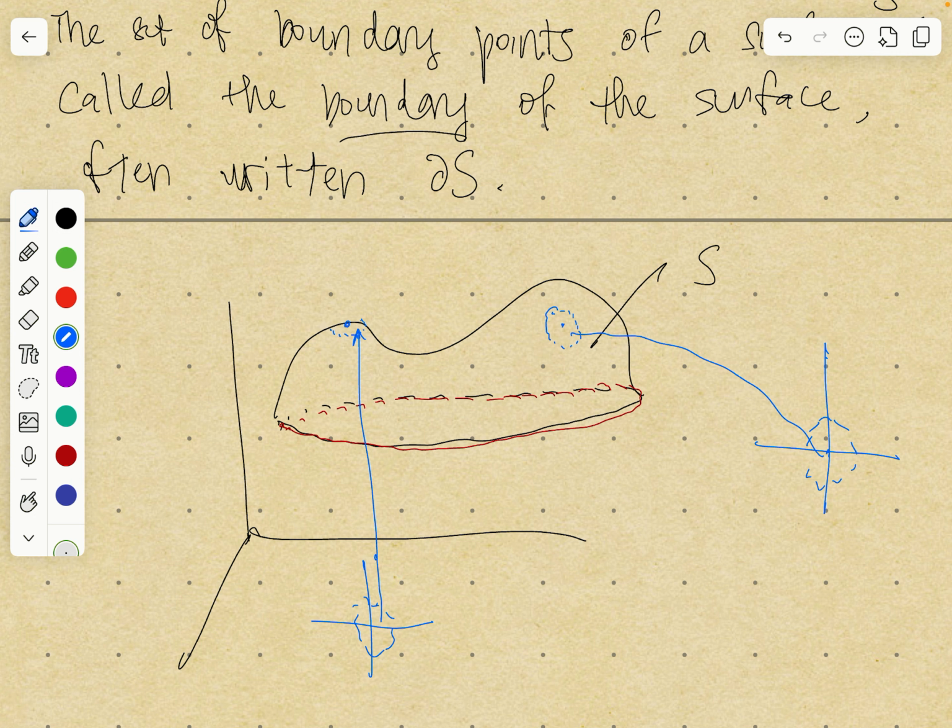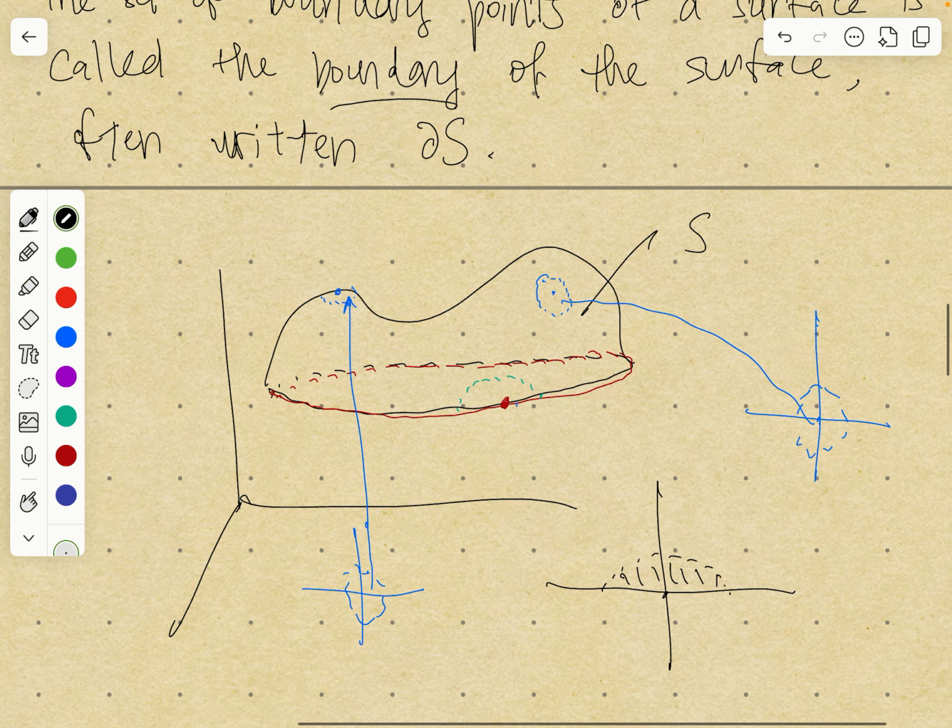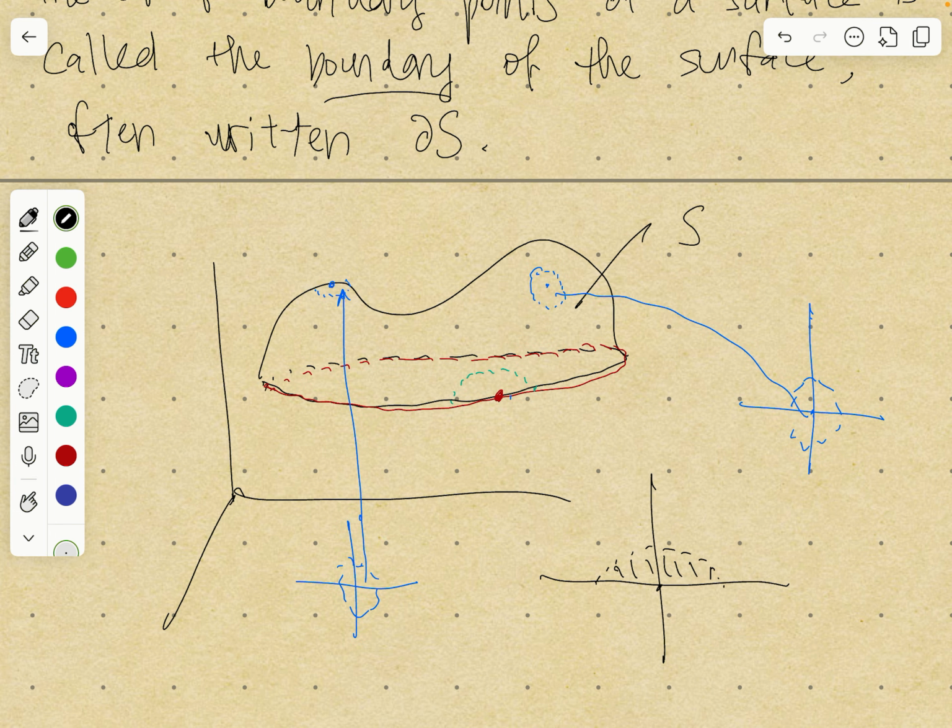However, if you look at the points here, and you look at the points close to it, any patch is going to look like this, which is not an open set in R2. It's what you get when you take an open set in R2 and then intersect it with the upper half plane.